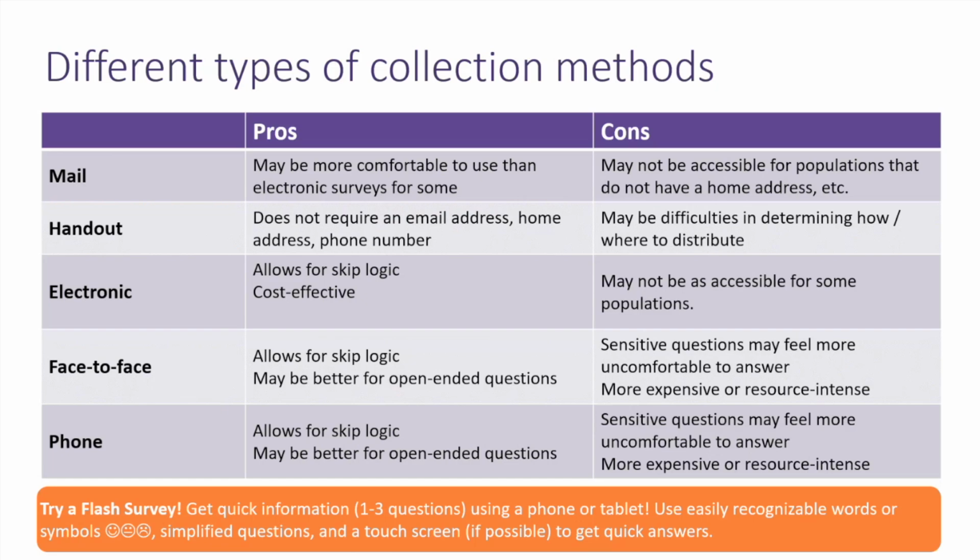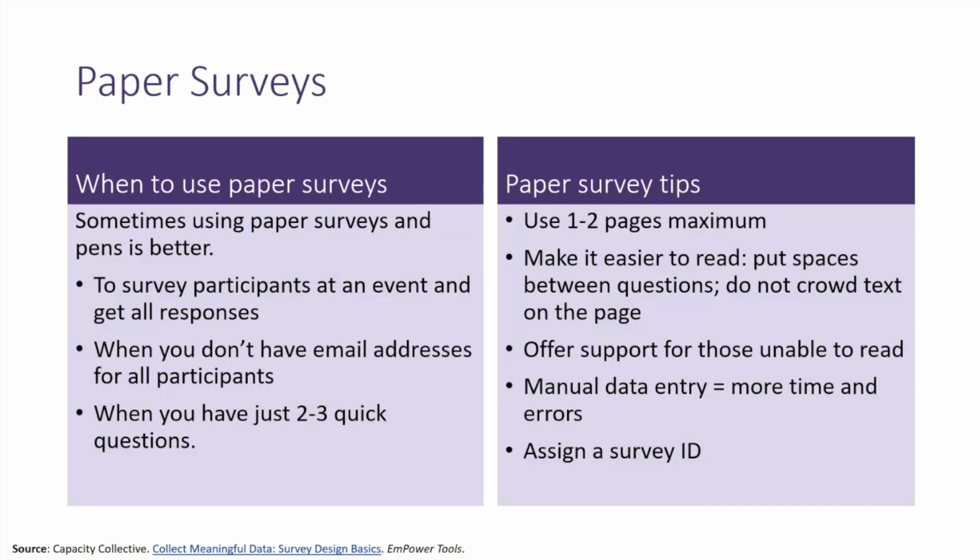There are also some fun or quicker ways to do surveys. You can try a flash survey where you're getting really brief information, maybe 1 to 3 questions using a phone or a tablet. You can use really easily recognizable words or maybe symbols, smiley face, neutral face, sad face. The example that always comes to mind for me is when you're in the airport and the bathrooms always have the "How was your experience?" and it has the 3 smiley faces or the 3 faces. So it's just a way to get some quick answers. That's an example. Want to go to the next slide?